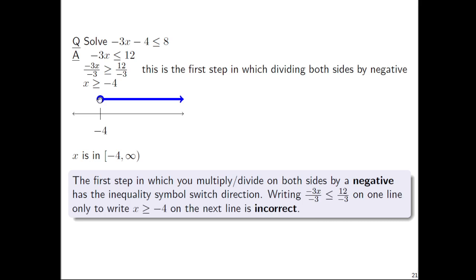So if you take a look at what's above, if you just take your line -3x ≤ 12 and just put a ≤ under each side, put a ≤ over -3 there, that's not going to work.